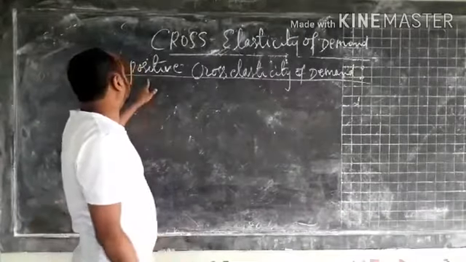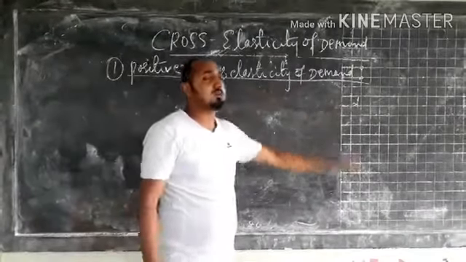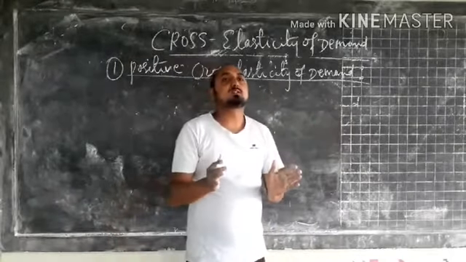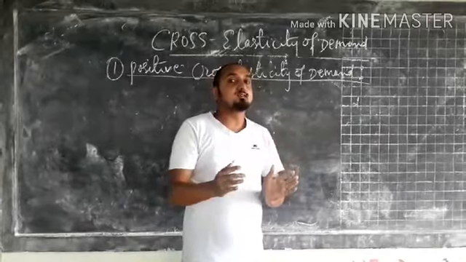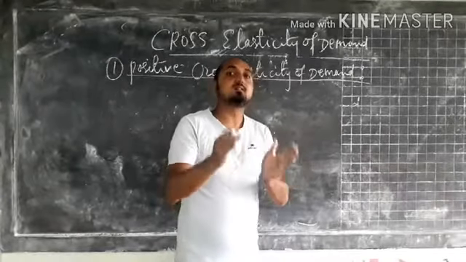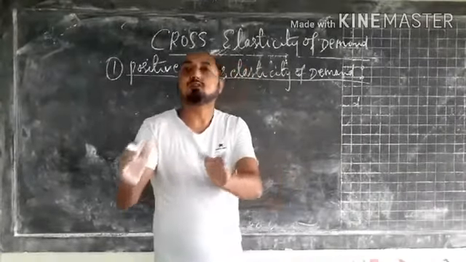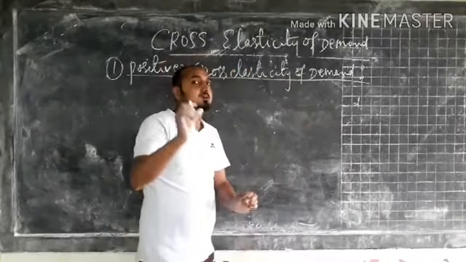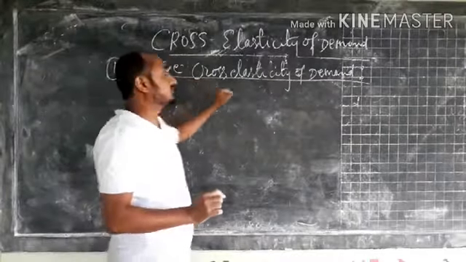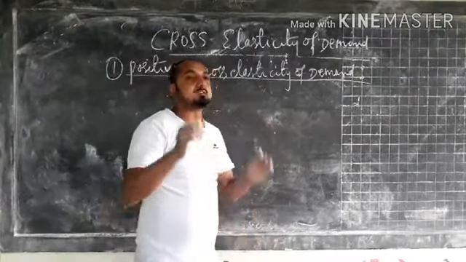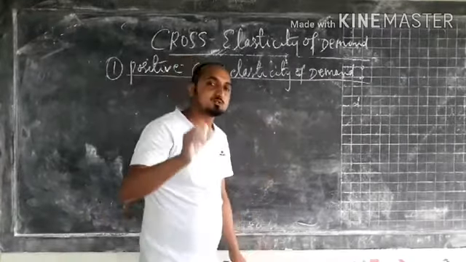Now let's talk about positive cross elasticity of demand. Cross elasticity of demand is said to be positive when an increase in the price of one commodity increases the quantity demanded for another commodity. Then that type of elasticity is called positive cross elasticity of demand, and it especially happens in the case of substitute goods.